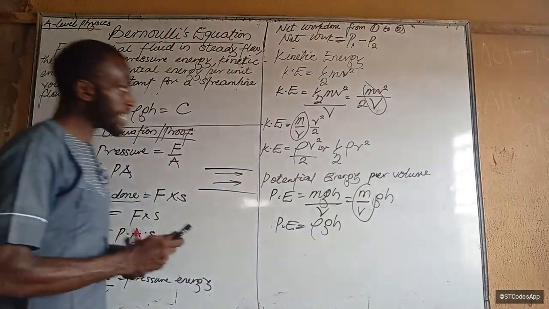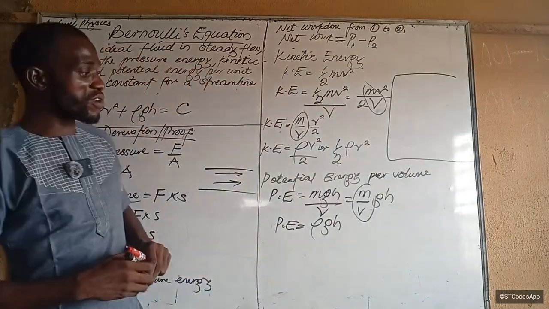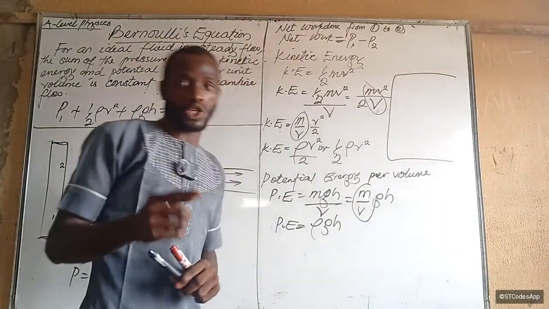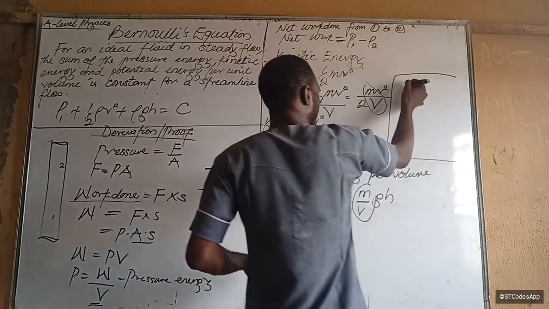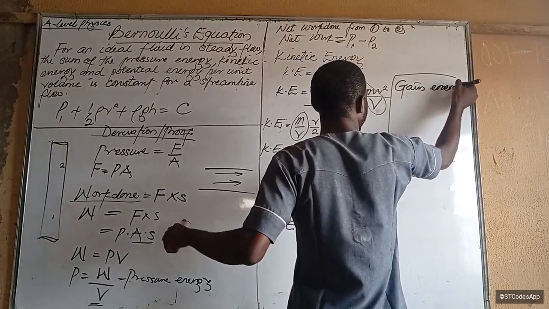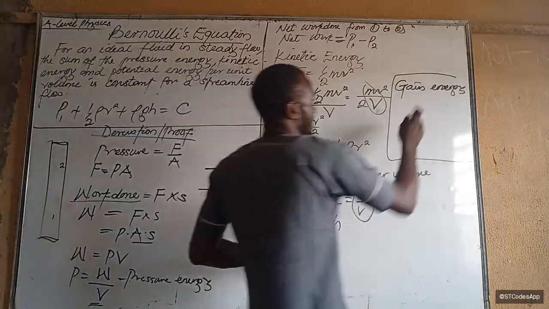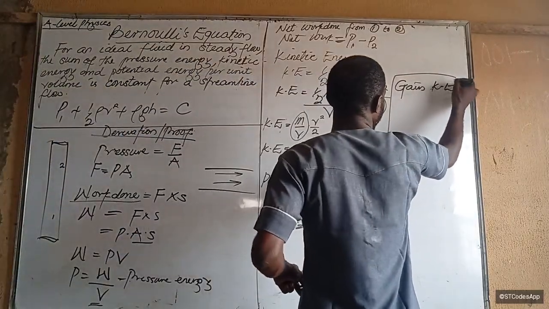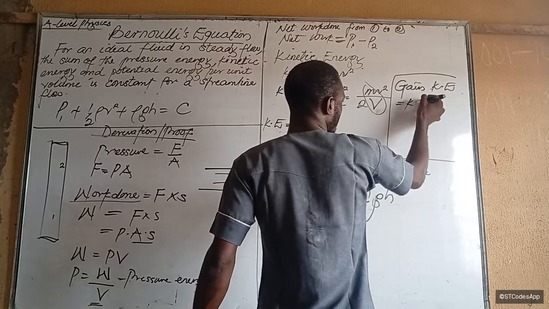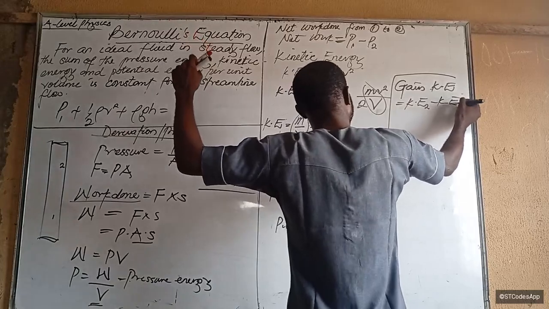Good. Now, what do we do with these two now? You know that the body is moving from point 1 to point 2, so it means that the kinetic energy is also changing. There's going to be a gain in kinetic energy because our fluid is moving upward here and the speed is increasing. So if that's the case, there's a gain in KE, which is measured by taking the kinetic energy at the highest point, second kinetic energy, minus initial kinetic energy per unit volume.